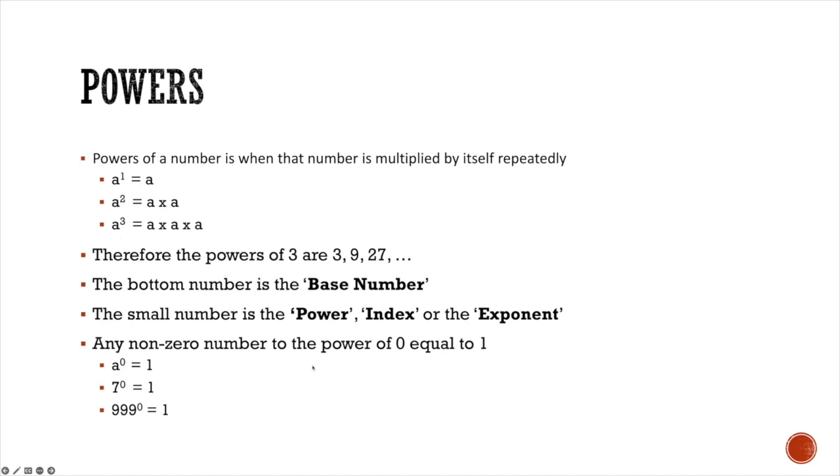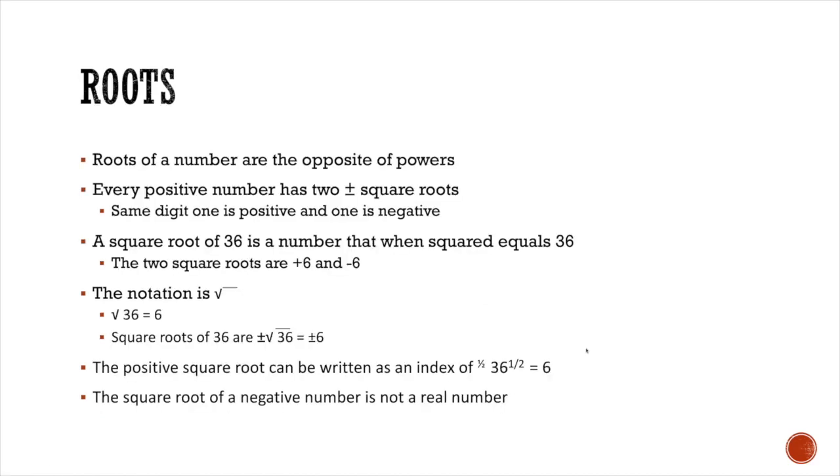Any non-zero number to the power of 0 equals 1. See, a to the power 0 is 1. 7 to the power 0 is 1. Any number to the power 0 is 1.